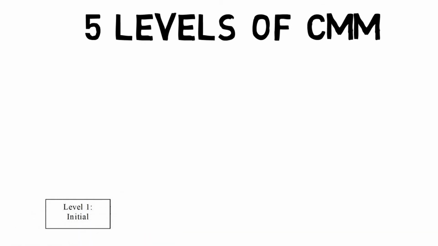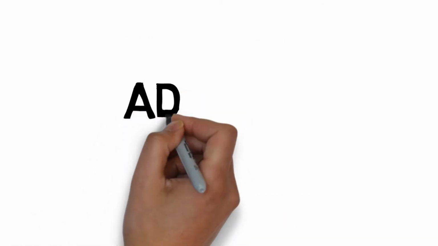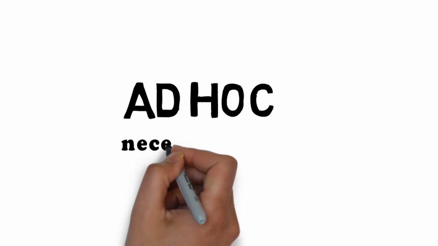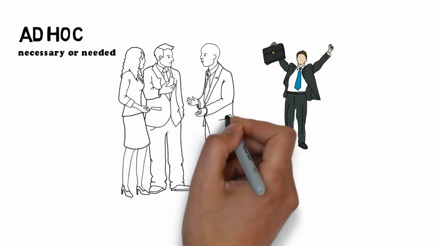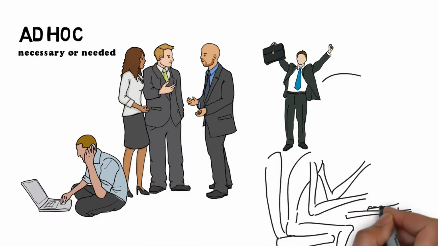First is the initial stage. You can say that in an organization at this level, their activities are ad hoc, which means things are done just when necessary. Also, it's quite chaotic, where the staff works on its own without teamwork.